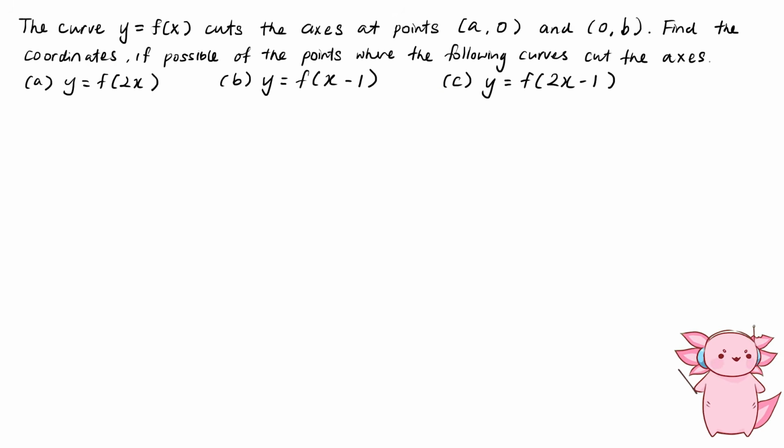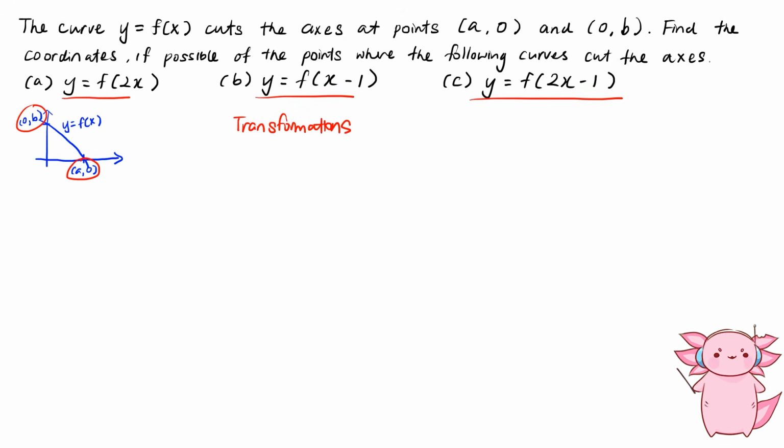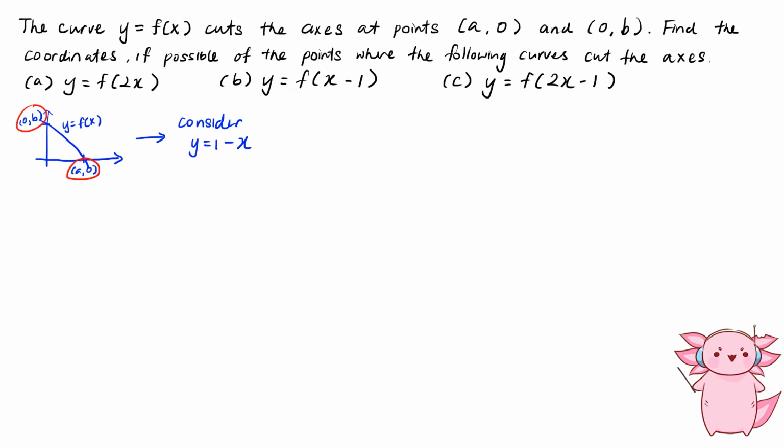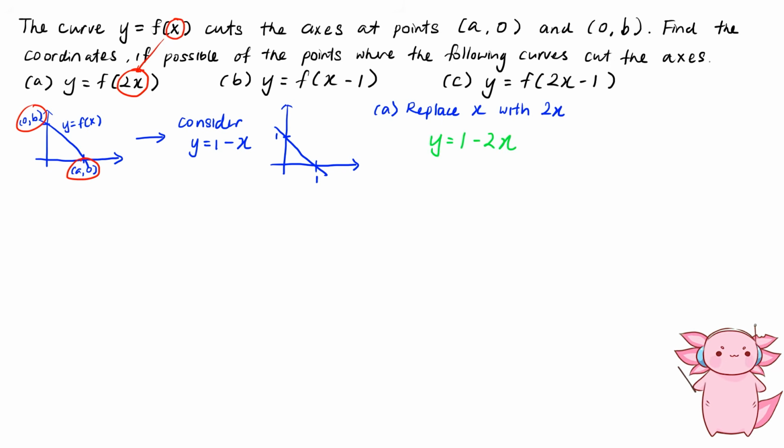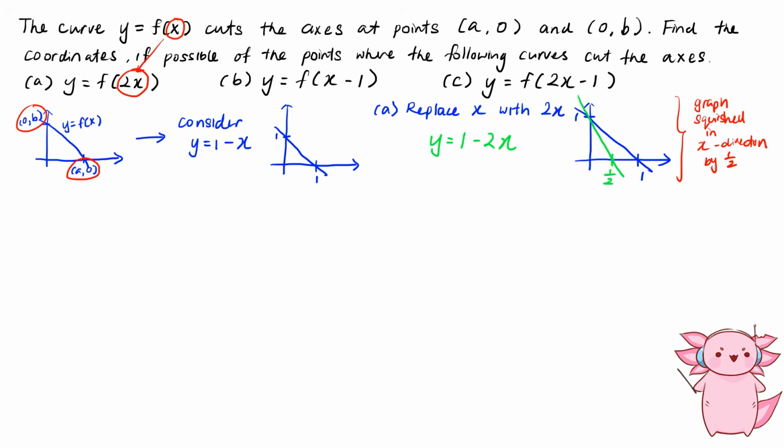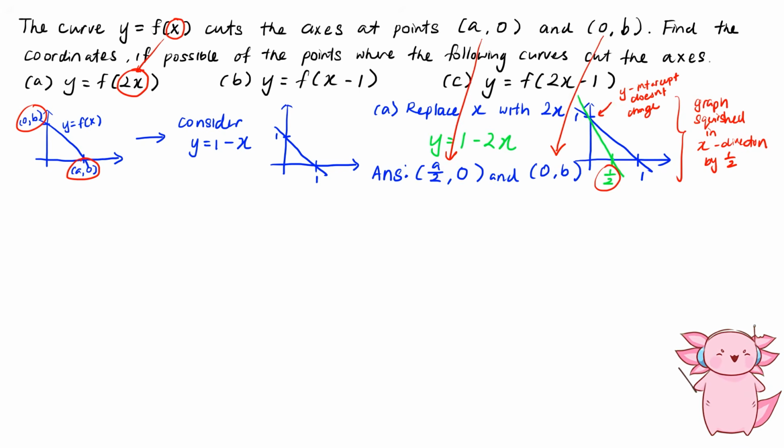And then we are done. This question asks about how these points here and here will change if certain transformations are done to the function. So to visualize this, let's consider some random graph like y equals 1 minus x, and we want to replace x with 2x. So the equation becomes y equals 1 minus 2x. So after sketching that out, we can see that the graph kind of gets squished together in the x direction, so the new x-intercept becomes a/2 and the y-intercept remains the same.